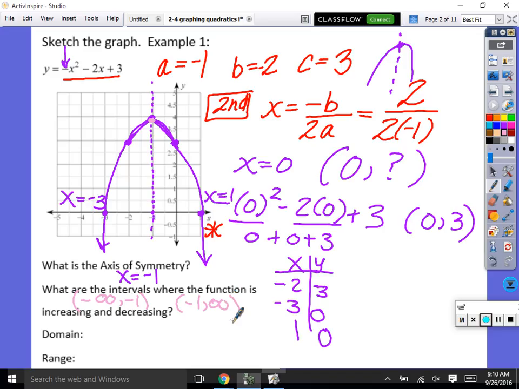Okay. And then domain is, where's your function growing from left to right? Isn't it growing forever left and forever right? Even though it's growing down, that's not domain. Left and right, it's growing to negative infinity and positive infinity.